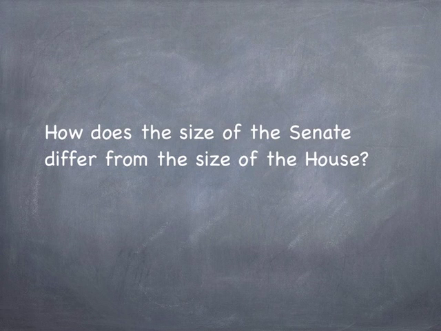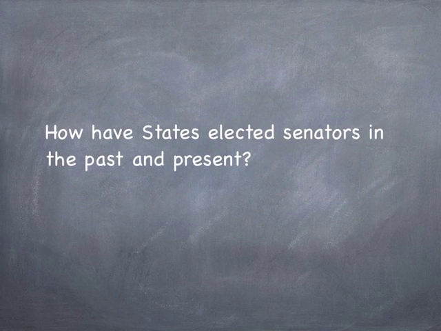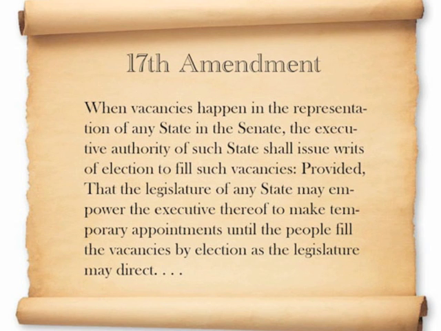How does the size of the Senate differ from the size of the House? The Constitution says that the Senate shall be composed of 2 senators from each state. Today's Senate consists of 100 senators. How have states elected senators in the past and present? Originally, the Constitution provided that senators were chosen by the state legislatures. In 1912, the 17th Amendment was passed and called for the popular election of senators.